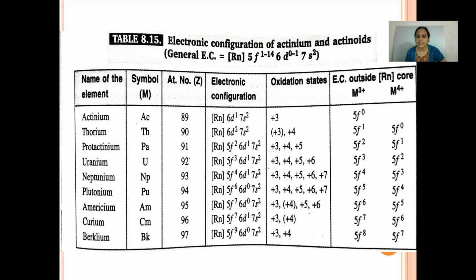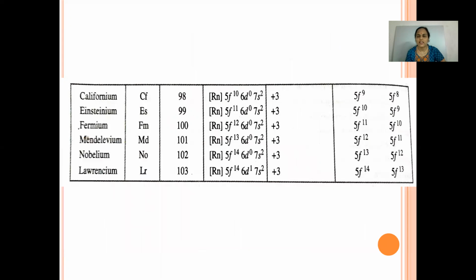Americium, 95 is its atomic number, [Rn] 5f7 6d0 7s2. Curium, 96, [Rn] 5f7 6d1 7s2. Berkelium, 97, [Rn] 5f9 6d0 7s2. Then is californium, 98, [Rn] 5f10 6d0 7s2. Einsteinium, 99, [Rn] 5f11 6d0 7s2.